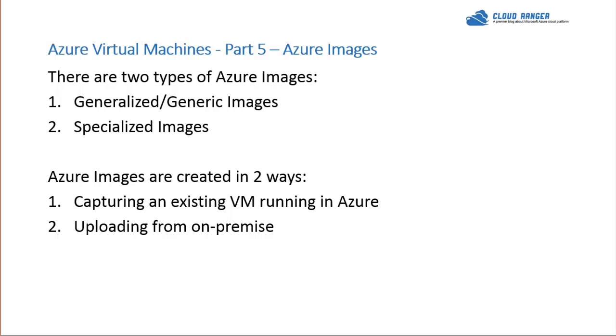And then you have uploading from on-premise. And this is probably the most important one, as I talked about in the previous session regarding VHDs. Uploading from premise is quite interesting in the sense that you want to upload a VHD from your on-premise and you want to make an image out of it in Azure.